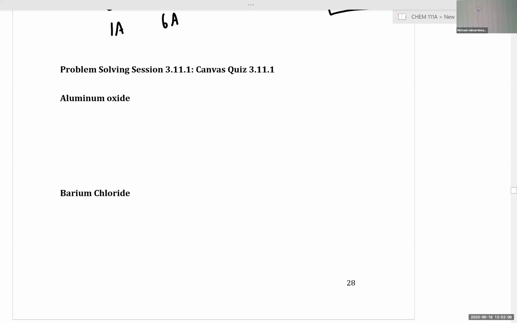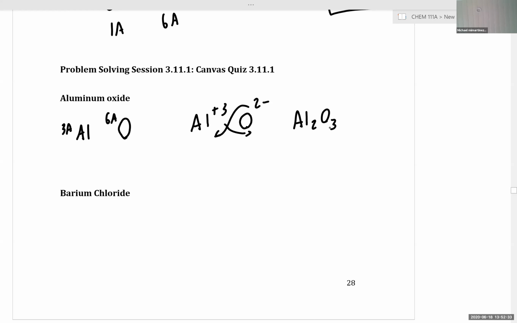So let's discuss this next example. So aluminum oxide. Aluminum from the name is just the symbol Al. Oxide indicates we have oxygen. Aluminum is a 3A element. Oxygen is a 6A element. Aluminum adopts a charge of +3. Oxygen adopts a charge of 2-. We cross our charges, and that gives us Al2O3.